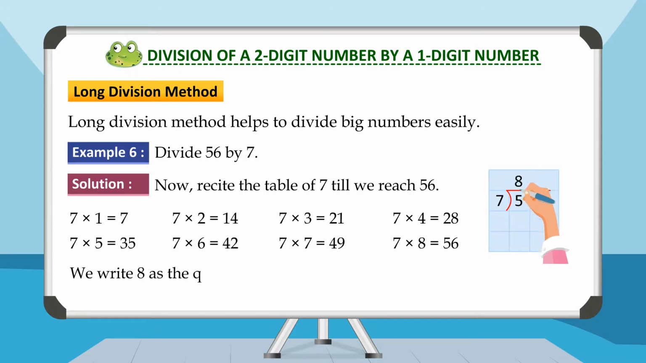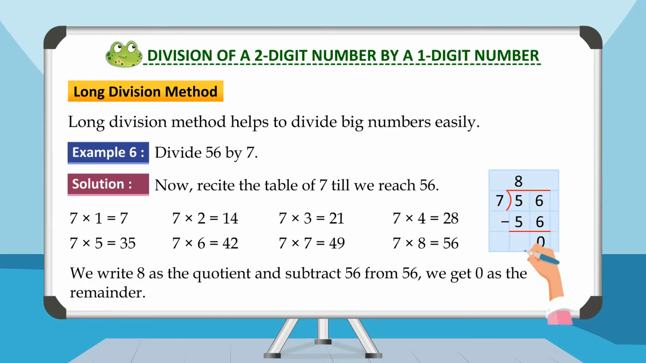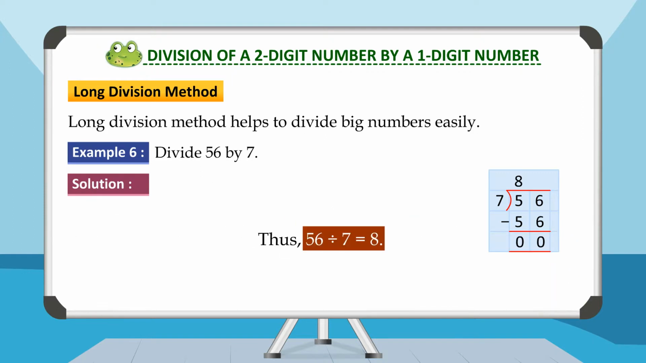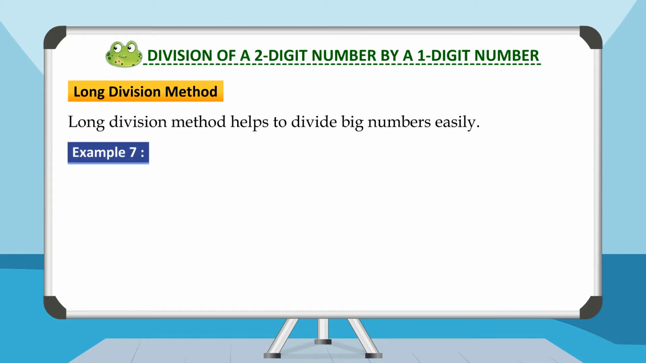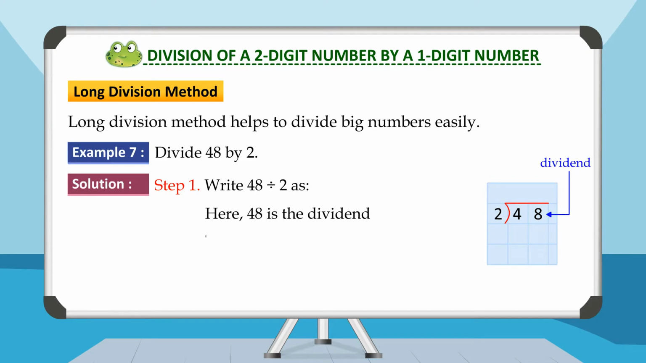We write 8 as the quotient and subtract 56 from 56. We get 0 as the remainder. Thus, 56 divided by 7 is equal to 8. Example 7. Divide 48 by 2. Solution. Step 1. Write 48 divided by 2 as. Here, 48 is the dividend and 2 is the divisor.